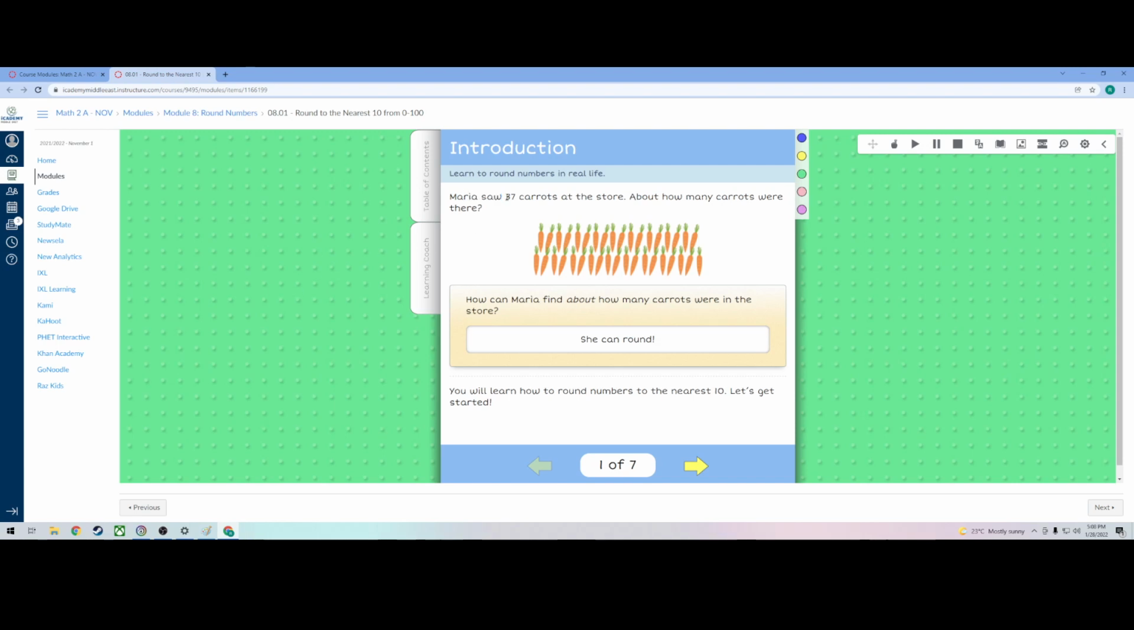Maria saw 37 carrots at the store. About how many carrots were there? You will say, what is the nearest ten, like 10, 20, 30, 40, from 37? It's 40, right? You only add 3 to 37, it will become 40. This we call rounding.